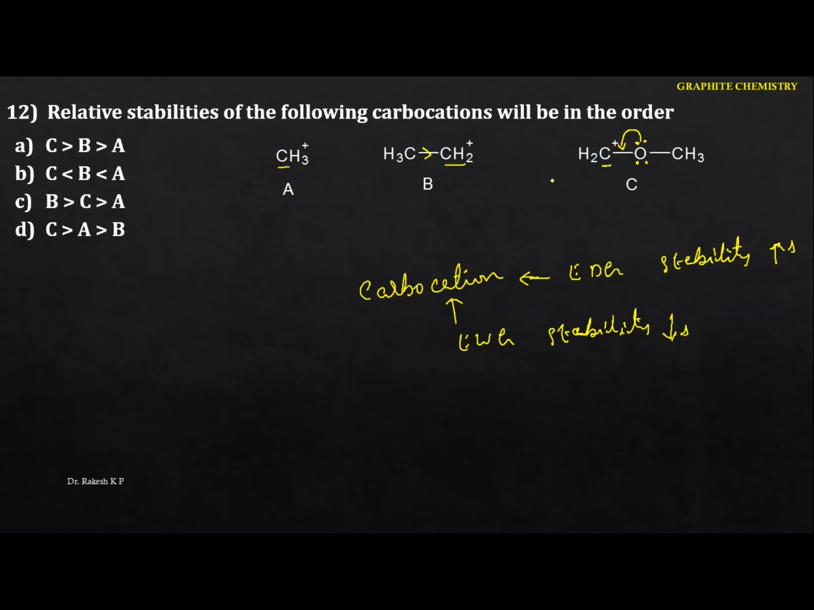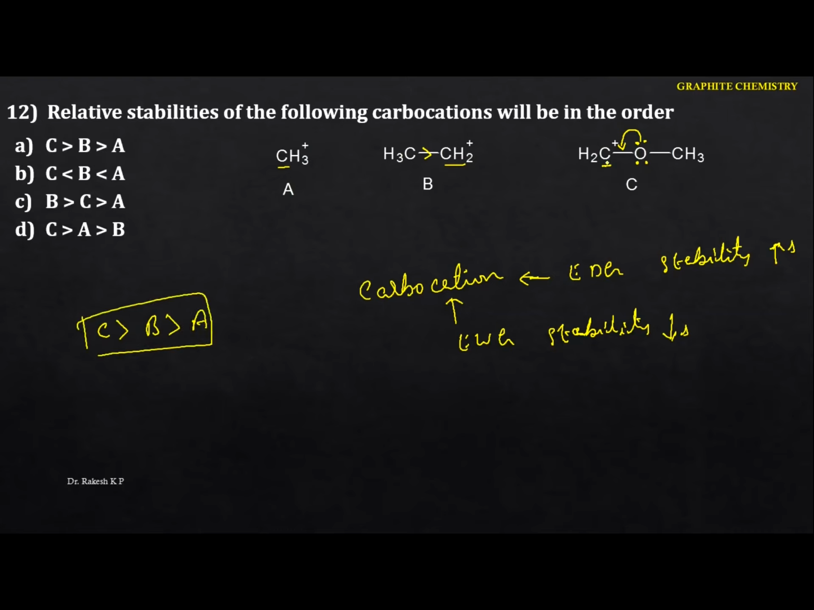Now you just identify. Here we can identify hyperconjugation. Here we can identify resonance. That means the resonance effect is more compared to hyperconjugation, hence this becomes the most stable. Not only oxygen, it may contain nitrogen also. We can identify the most stable. Hence C is more stable than B, which is more stable than A. So this concept you have to remember.